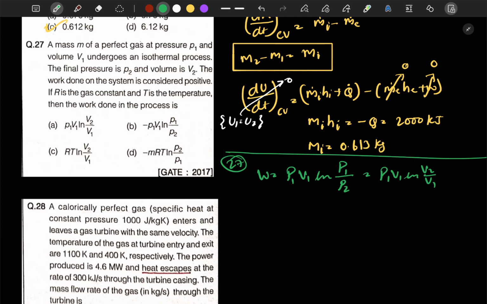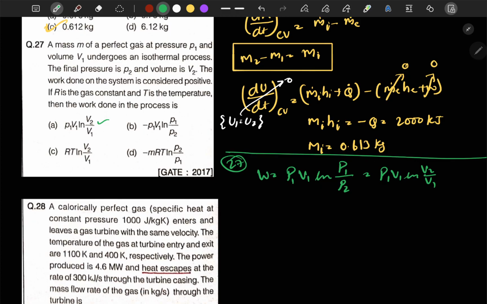The work done in the system is considered. Then the work done in the process, with initial P1 and V1 and a similar process, final pressure being P2 and V2. Okay, so P1 V1 ln V2 by V1. This option is correct.